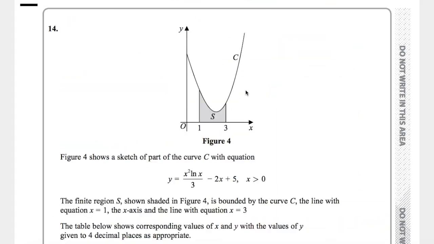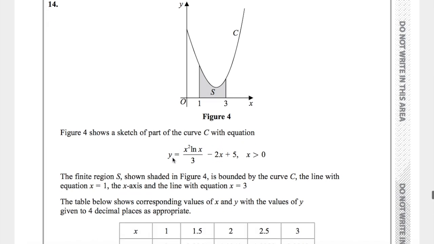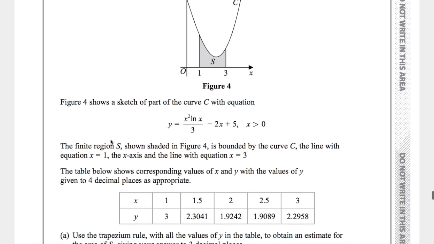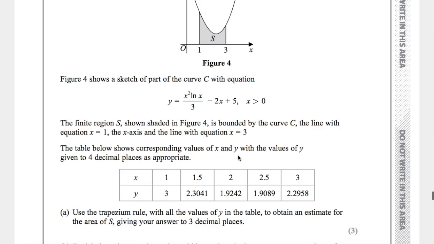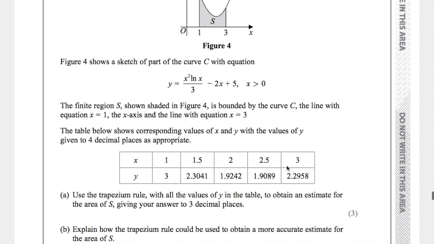Question 14 gives us a graph, and it says figure 4 shows a sketch of part of the curve C with equation y equals x squared log of x over 3 minus 2x plus 5 where x is greater than 0. And it says the finite region S, shown shaded in figure 4, is bounded by the curve C, the line with equation x equals 1, the x-axis, and the line with equation x equals 3. The table below shows corresponding values of x and y with the values of y given to 4 decimal places as appropriate. And here they give us the table.